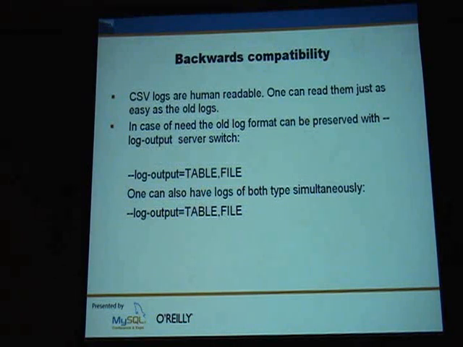So, backwards compatibility. If you use CSV logs, they're just human readable because the format is different. That's why the original plan was to deprecate the old logs completely. But still, as there are applications which still use the old logs somehow, it is possible to preserve it. You can just specify the file, and it will go to the old style log files. You can enable both, but of course that will consume a lot of space and not be very efficient.